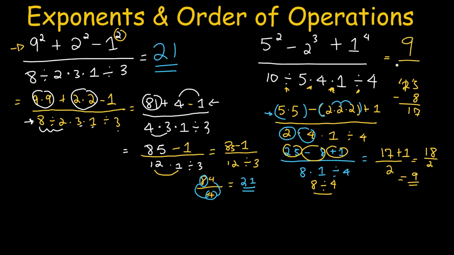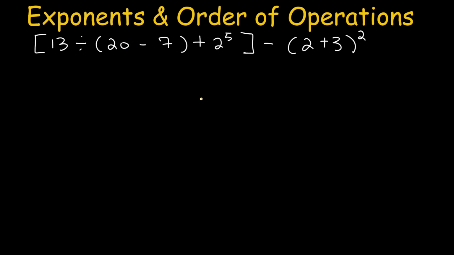Our answer is 9. Right here we have a problem with exponents using order of operations. This problem is something you might see on a final test. So let's try solving it. So first let's look closely over here. We have brackets, and within the brackets we have parentheses. So we first need to solve the parentheses.